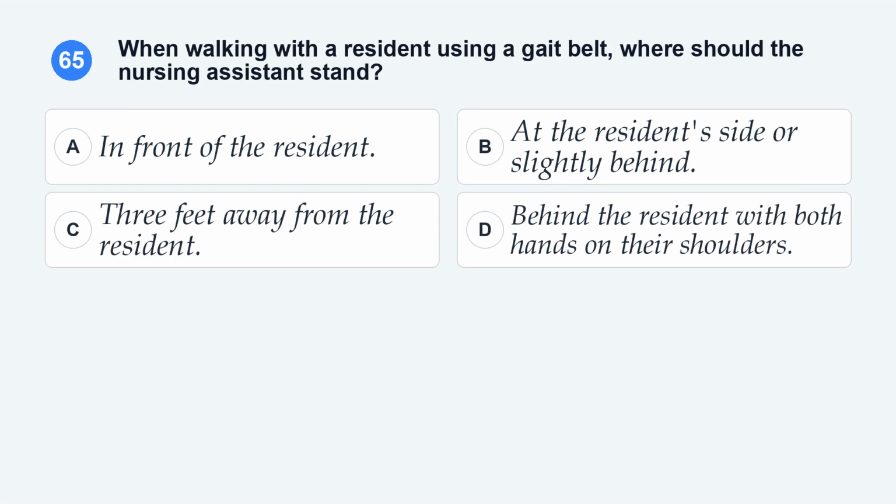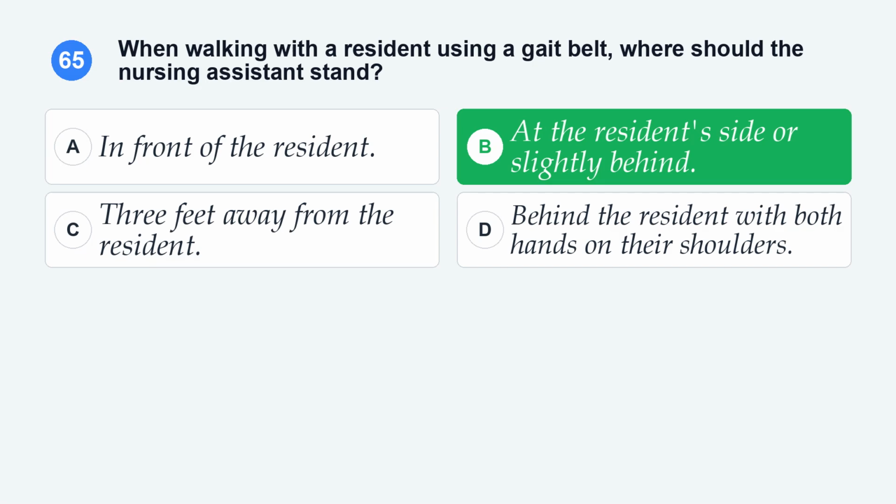Question 65. When walking with a resident using a gait belt, where should the nursing assistant stand? Option A, in front of the resident. Option B, at the resident's side or slightly behind. Option C, 3 feet away from the resident. Option D, behind the resident with both hands on their shoulders.